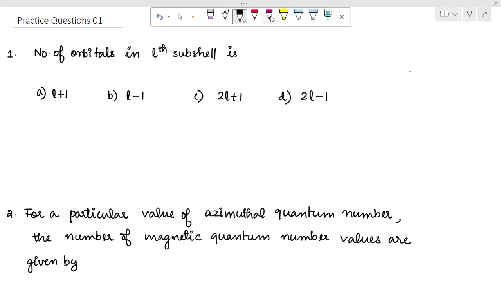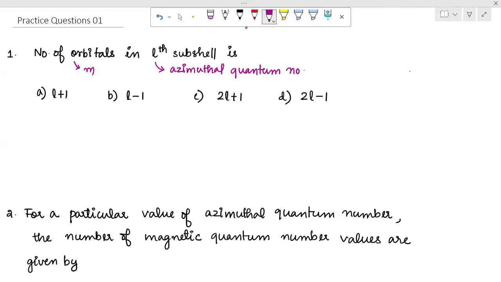So by now you know that L corresponds to the azimuthal quantum number, and the number of orbitals are generally represented by the alphabet M, right? So they are asking what is the relation between M and L. So let's take a few examples and then try it out. We have already discussed this in the previous session, but let's try it out.